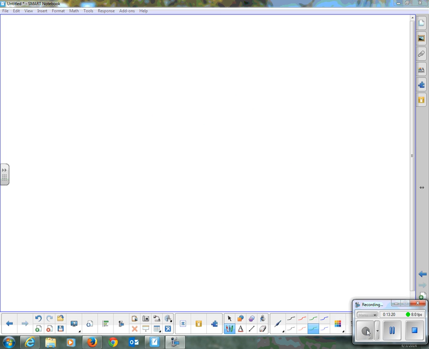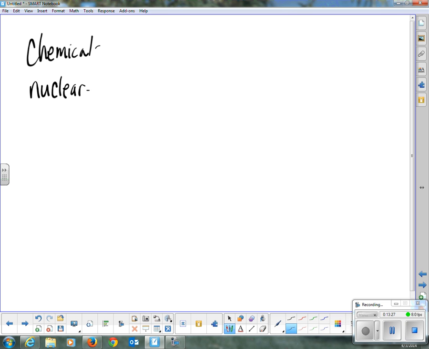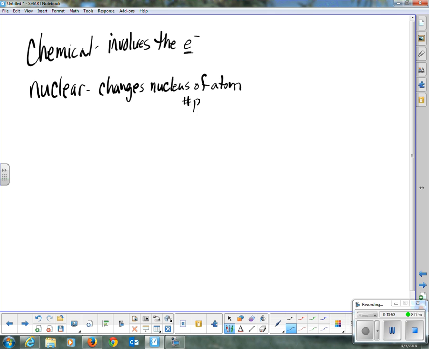Okay, when we're talking about the difference between a chemical reaction and a nuclear reaction, remember that chemical involves the electrons in the outer shell. It does nothing to the nucleus. Nuclear changes the nucleus of an atom, so it changes the number of protons or neutrons, something like that.